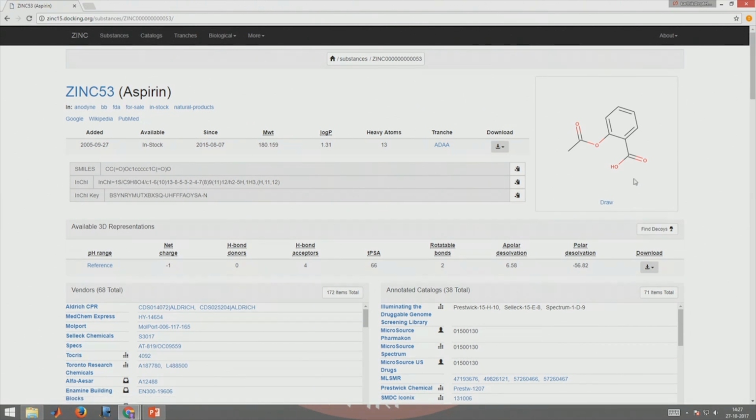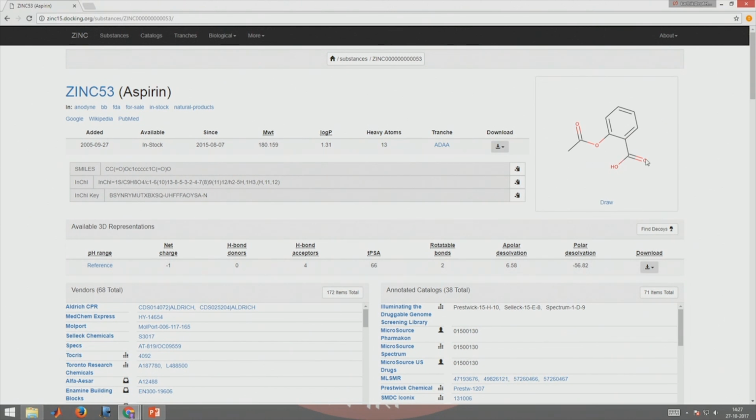This is the structure. As I said, aspirin is nothing but acetyl, this is the acetyl group, and this is the salicylic acid. So, it has got a benzene and an acid here. It is available in stock and so on. The net charge on the molecule is -1. Why does it get to -1? Because the OH can easily dissociate. So, you can get an O-.